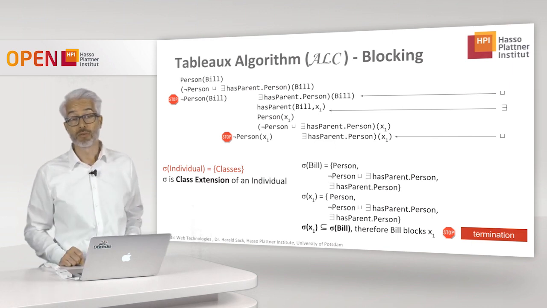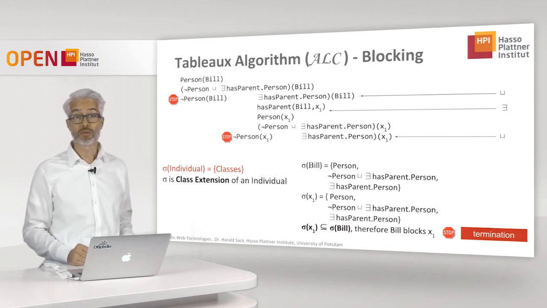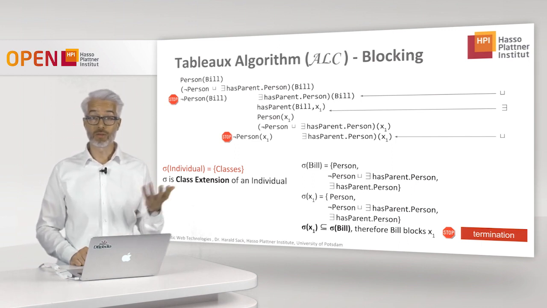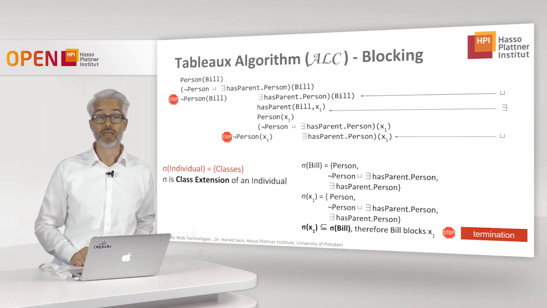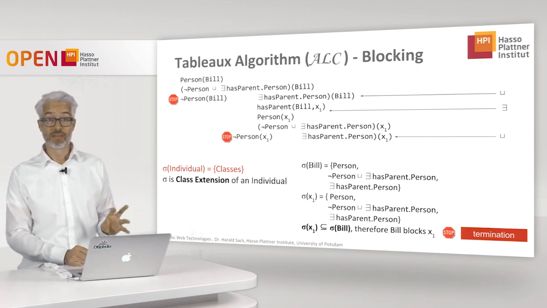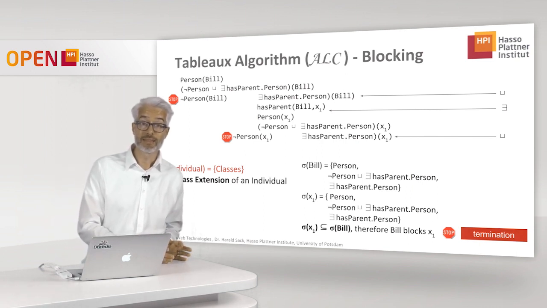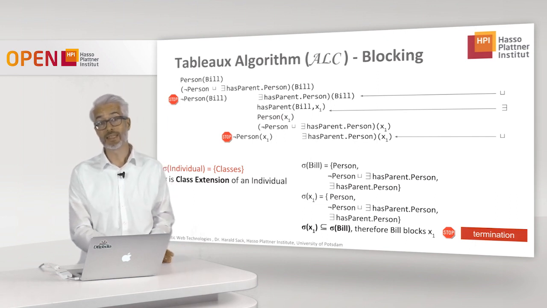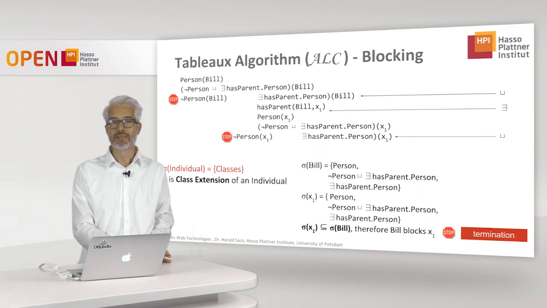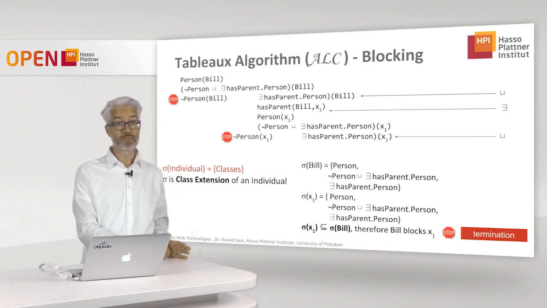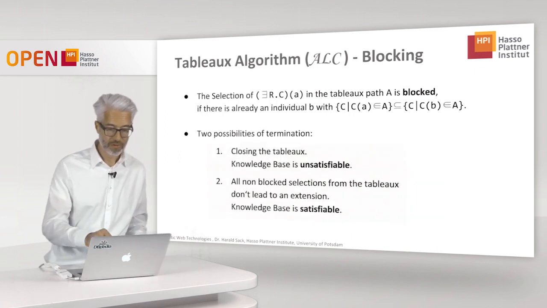Then we look for the next one that we have introduced with this existential quantification, which is X sub 1. And we also look at the class extension of X1. And we see here exactly the same classes, also person, then the complex one, and then the existential one. And if we can say that the class extension of a newly introduced individual is contained in the class extension of an already existing individual, then we can say this already existing individual blocks the newly introduced individual, and we can terminate the algorithm. So this is the termination procedure of the Tableaux algorithm.